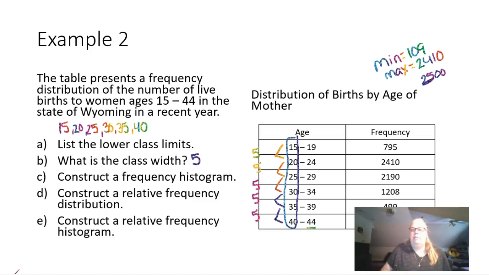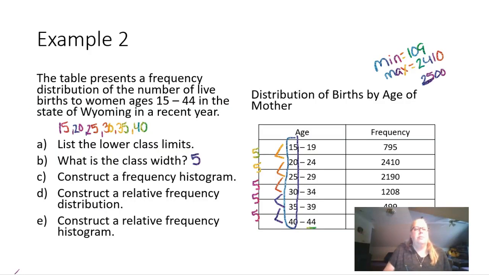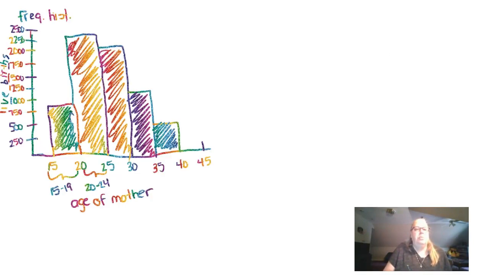And then from 35 to 39, we've got 499, so that's almost 500. So I'm going to be just a hair underneath 500 right here. And we're going to go out here to 40. Color that one in. And then finally, the 40 to 44 people, there are 109 of those births.